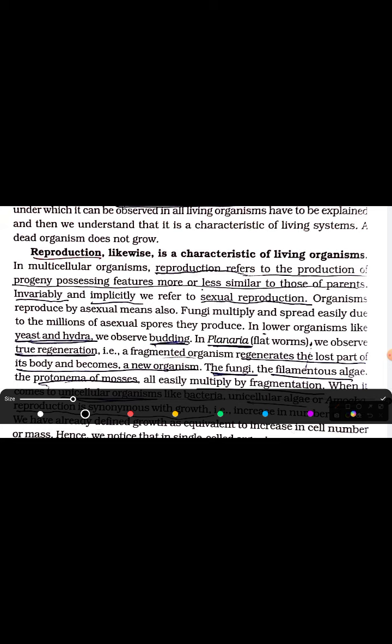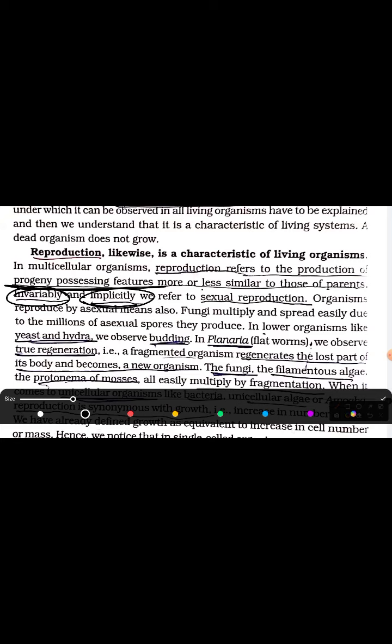Reproduction in multicellular organisms refers to the process of producing progeny possessing features more or less similar to those of parents. Invariably and implicitly, this was referred to as sexual reproduction. What is invariably? That is on the progeny. In sexual reproduction, the progeny doesn't 100% resemble their parents, whereas in asexual reproduction they do. Implicitly refers to the fact that organisms reproduce by asexual means also.